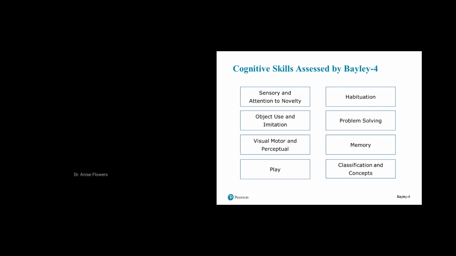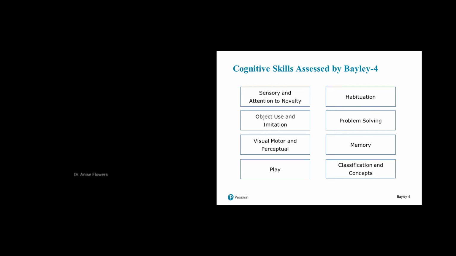So within the cognitive area, items look at sensory and attention to novelty in our infants, as well as habituation. Then object use and imitation, like banging objects, patting the table, putting blocks in a cup. Problem solving, searching and finding hidden objects. Visual, motor, and perceptual abilities. These are some of our early puzzle items.